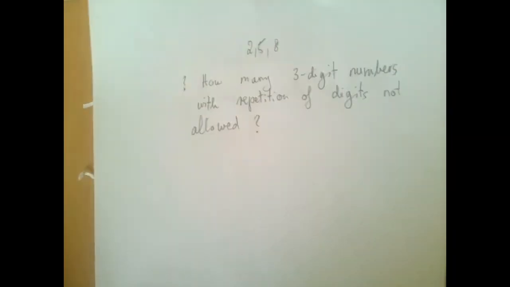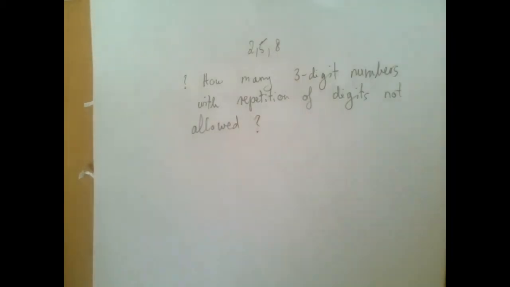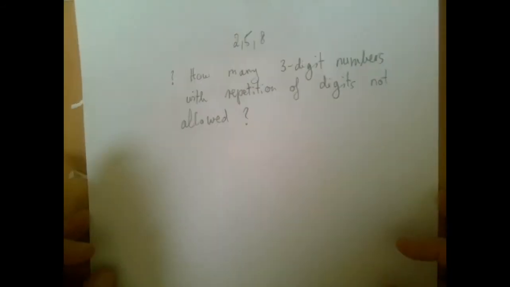Now, suppose we have 2, 5, 8, the same 3 digits. We have the same question, but now repetition of digits is not allowed. Again, this was a problem that we have done using systematic listing in a previous video.